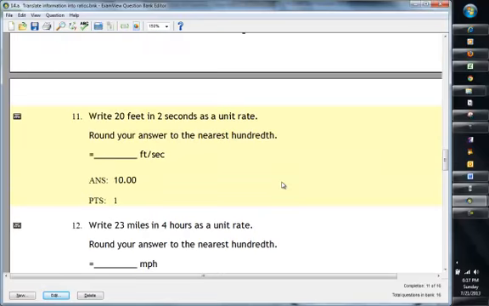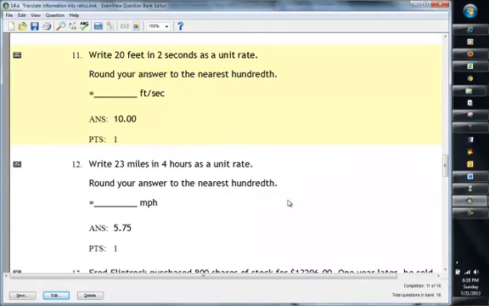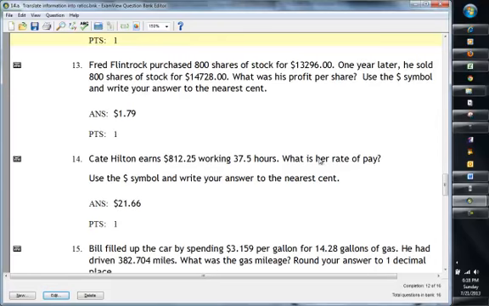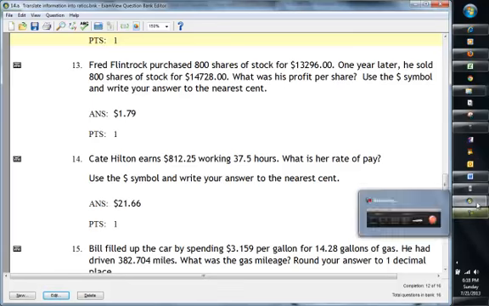Let's see, next one. Write 20 feet in 2 seconds as a unit ratio. So 20 divided by 2, round your answer to the nearest hundredth, is 10, so it'd be 10.00. 23 divided by 4 hours is 5.75 miles per hour. Fred Flintrock purchased 800 shares of stock for $13,296. He later sold it for $14,728. What was his profit per share?